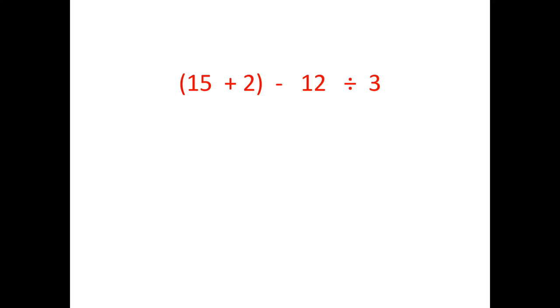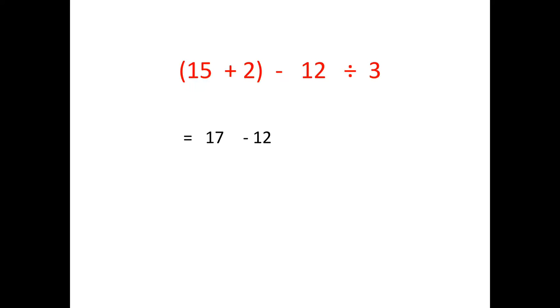Let's see some examples. I have this example here. What to do first? Go back to the BODMAS. The first thing is B, brackets. So now I have to do 15 plus 2 first. 15 plus 2 will give me 17. I will leave everything else as it is. So I will make 17. Then I will put the negative 12 as it is and divided 3 as it is. Okay, here's the 17. Negative 12 as it is, divided 3 as it is.